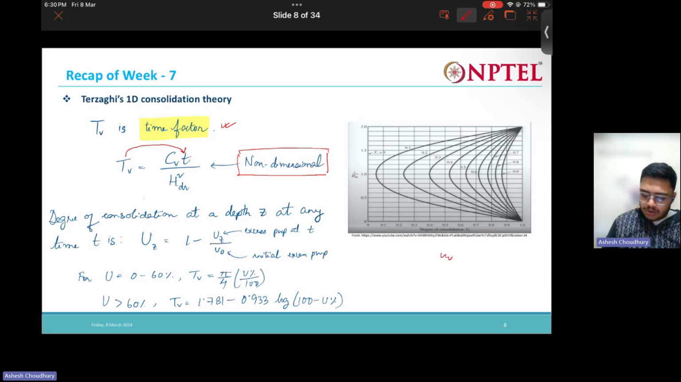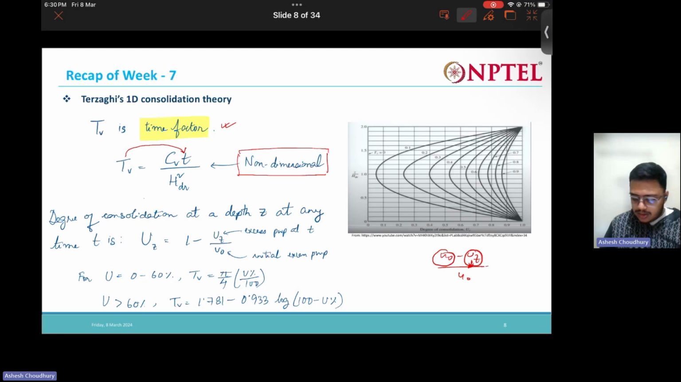That is nothing but (u0 - uz) / u0. That is, initially what pore water pressure was there, now what pore water pressure is there, divided by initially what pore water pressure is there. That will give us the degree of consolidation. So this will keep on reducing.